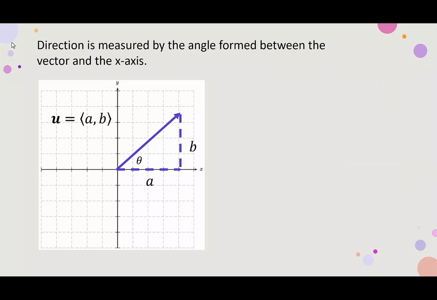Direction is measured by the angle formed between the vector and the x-axis. So if we call our angle theta, we'll find that tangent of theta is b over a. To find theta, we'll take the tan inverse of b over a. When finding the direction of a vector, we tend to give the angle as a positive number. So if you get a negative, we'll convert it into a positive angle.